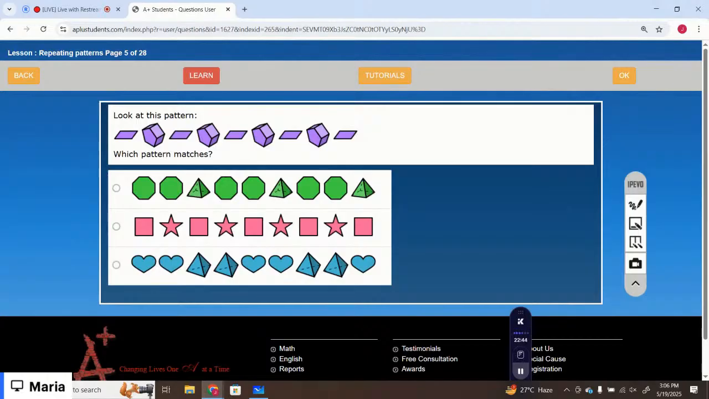Look at this pattern. Which pattern matches? So, which is the correct option? Rectangle and pentagon, rectangle and pentagon. So, which is the correct option? Option number two is the correct option. That is square and triangle. Option number two is the correct option.